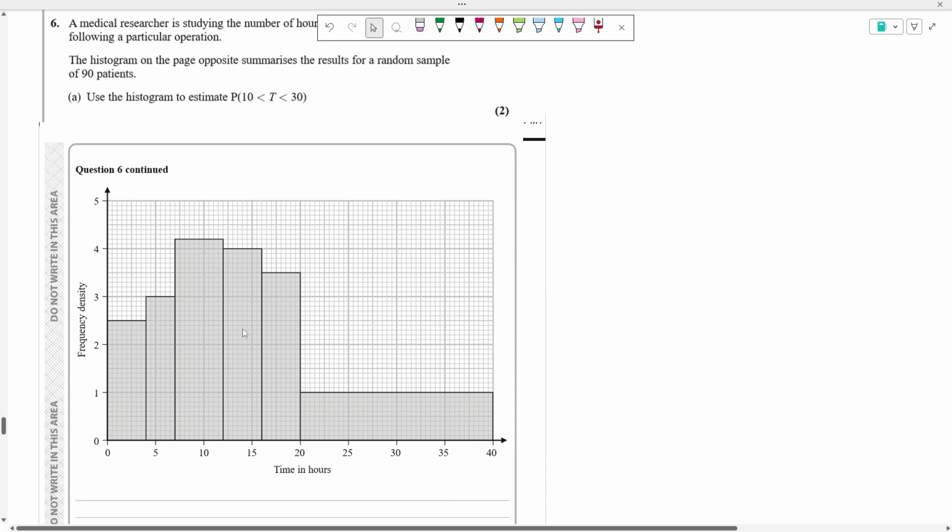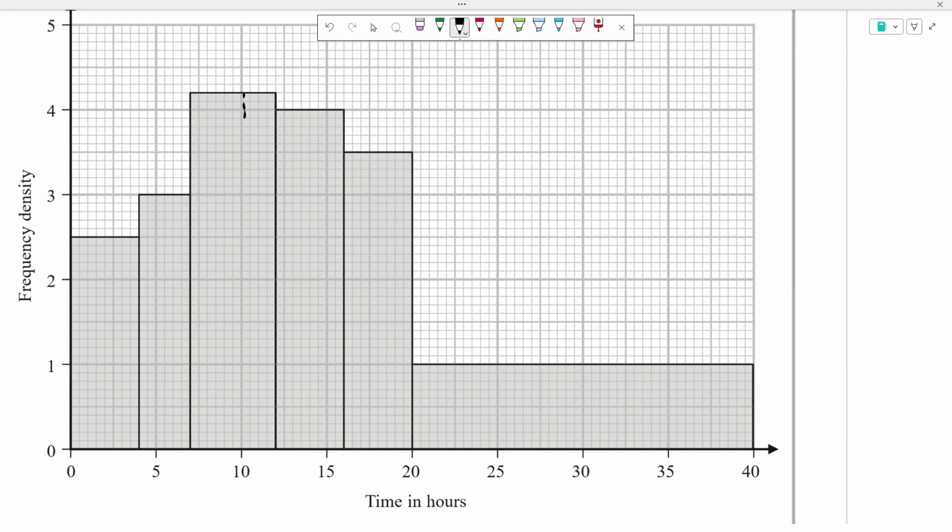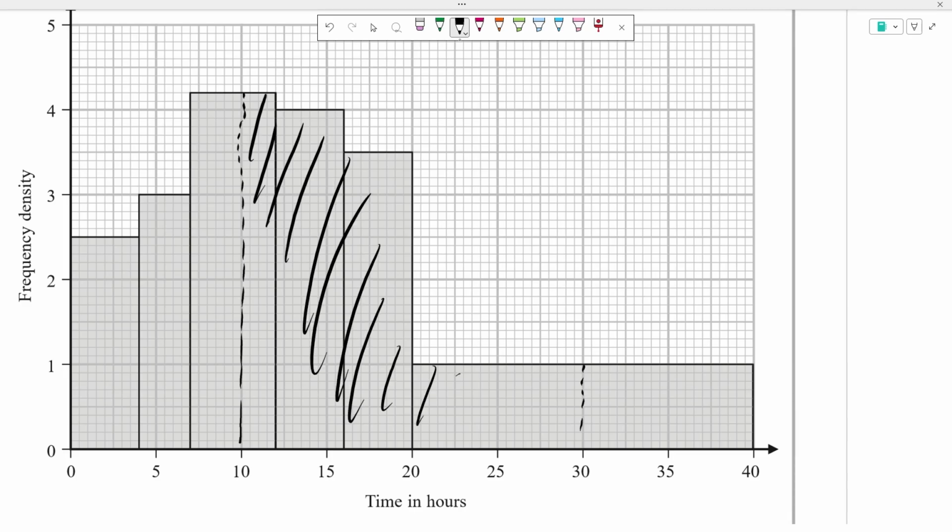Cool. So when we're working with histograms, a good thing to think about is how you work out the area underneath the histogram, or what it represents. Well, the area underneath represents the frequency, and you work it out by frequency density multiplied by hours. You can think of it as width times height. So 10 is here, and 30 is here, and essentially what we're working out is the area between this section here.